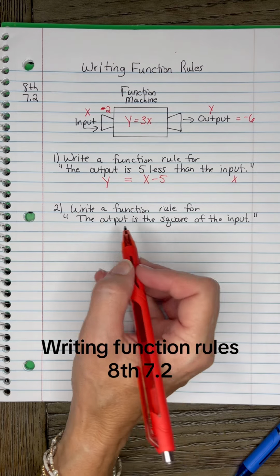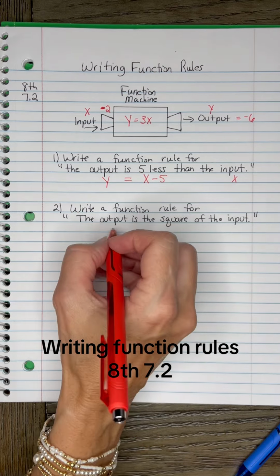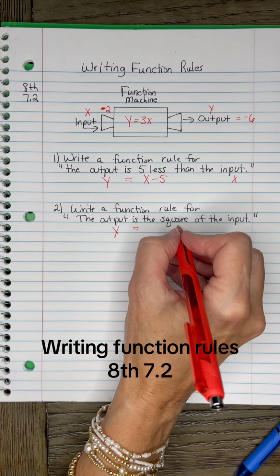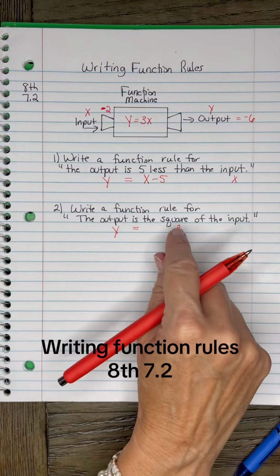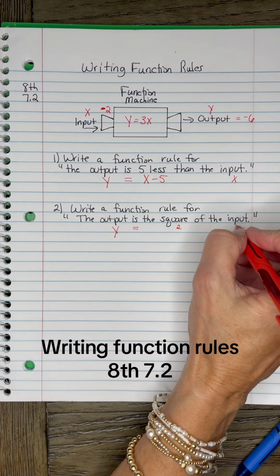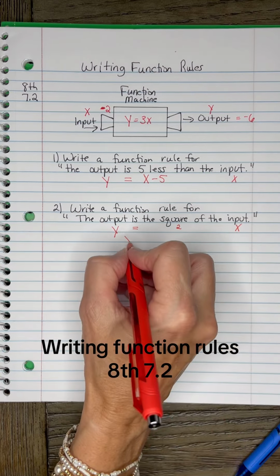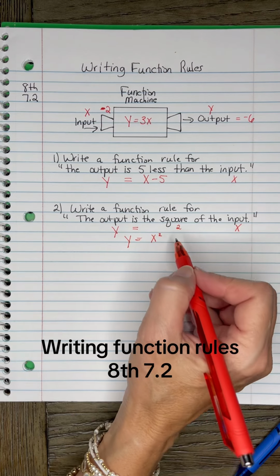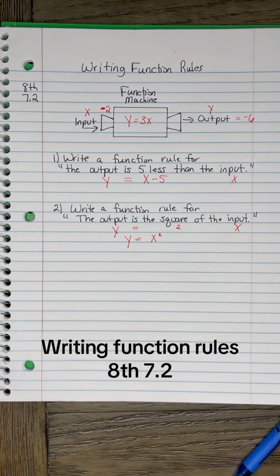And then this one says the output, that's the y, is the equal, the square. Now the square is like the exponent 2 of the input. Input's x. So y equals x squared. So look for your clues as to what you're going to use.